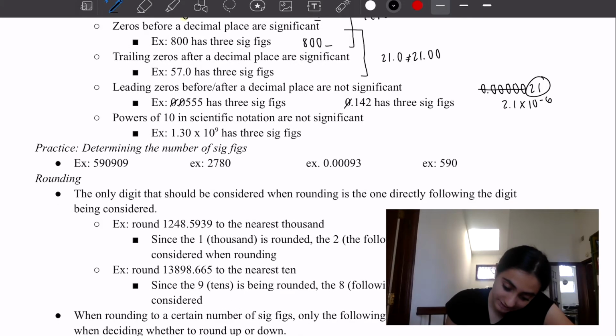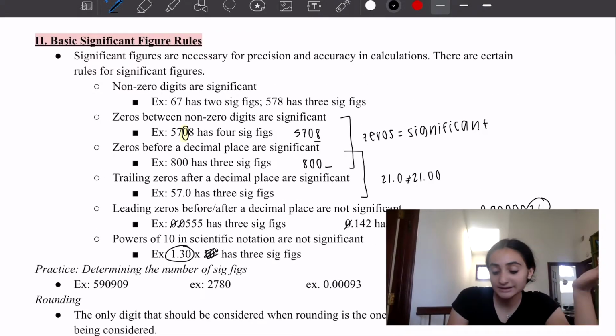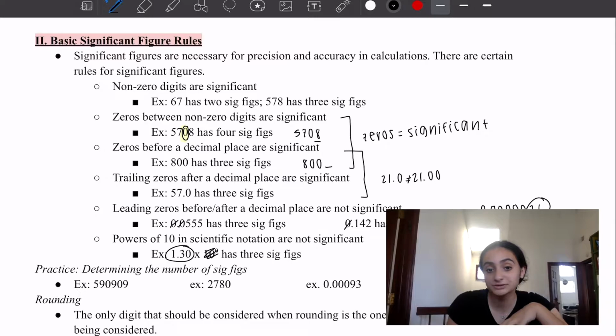Lastly, powers of 10 in scientific notation are not significant. So this is not significant. You just say this has 3 sig figs. Basically, these are the main ideas with significant figures. You're going to want to remember these rules, and they're pretty straightforward once you get to working with significant figures.